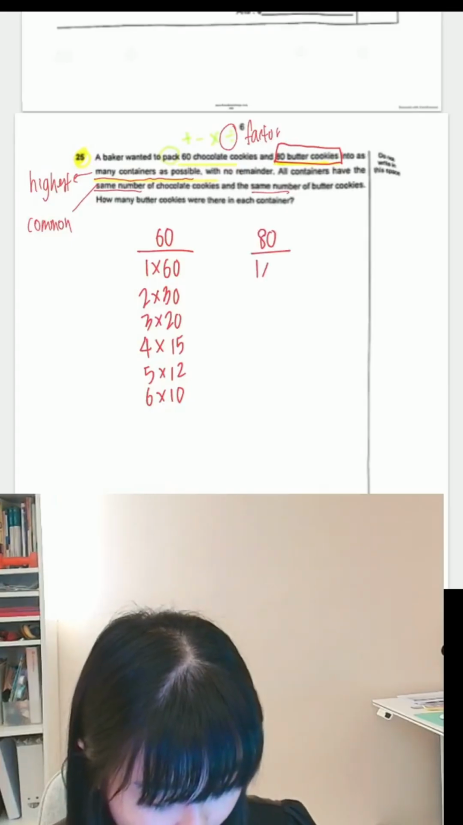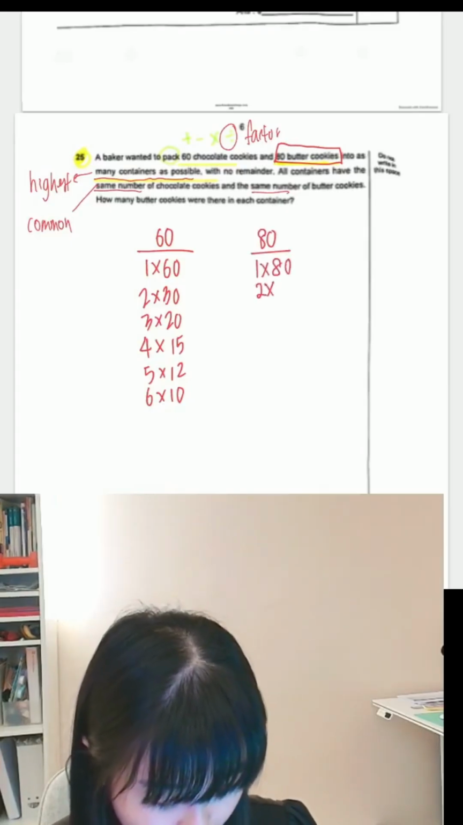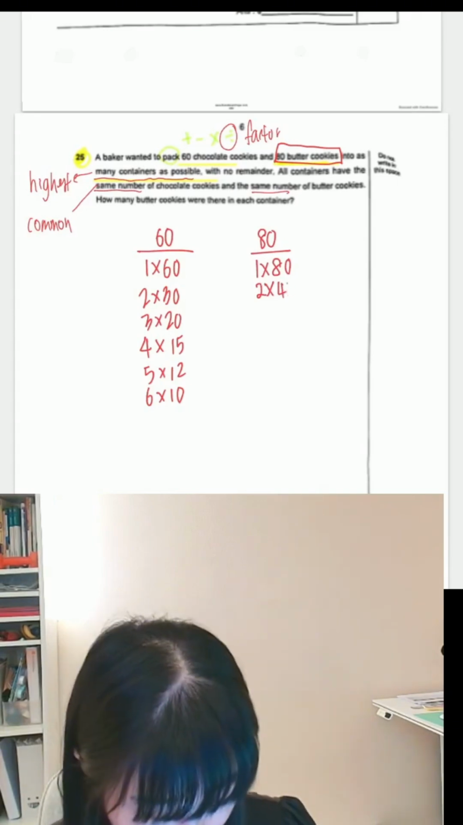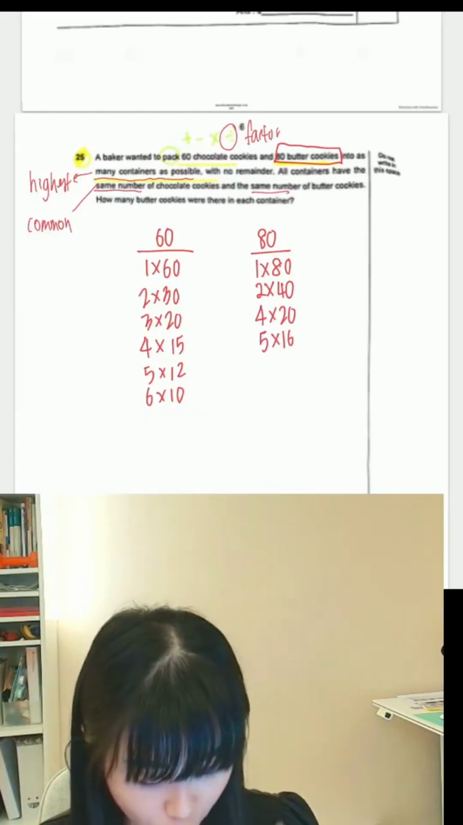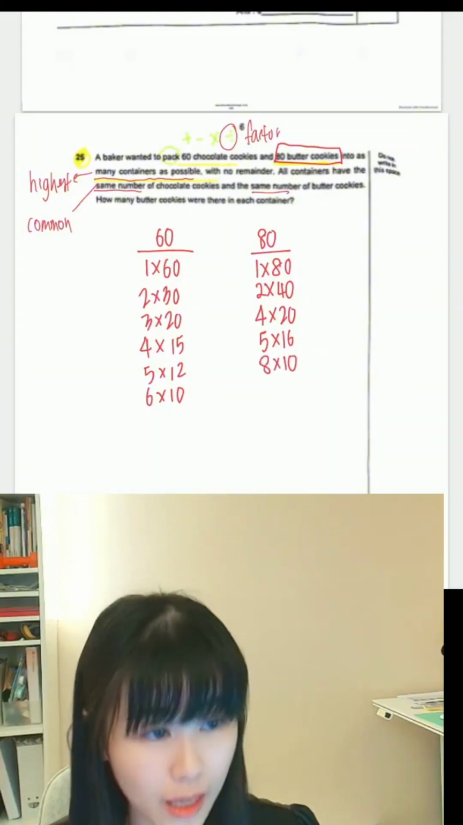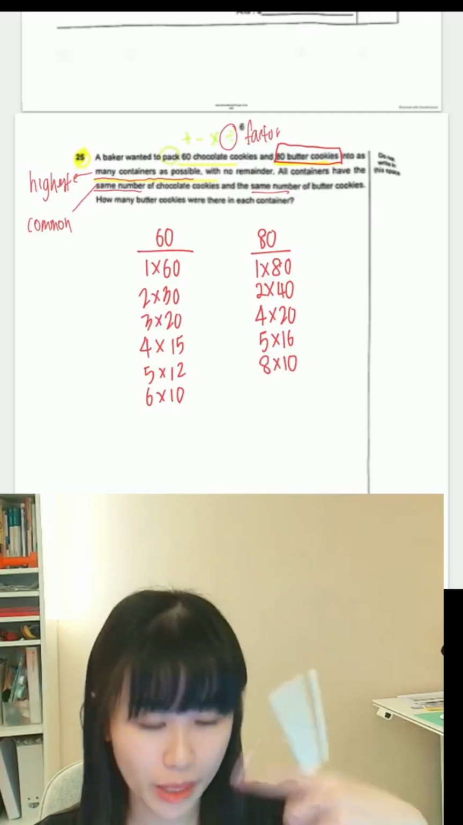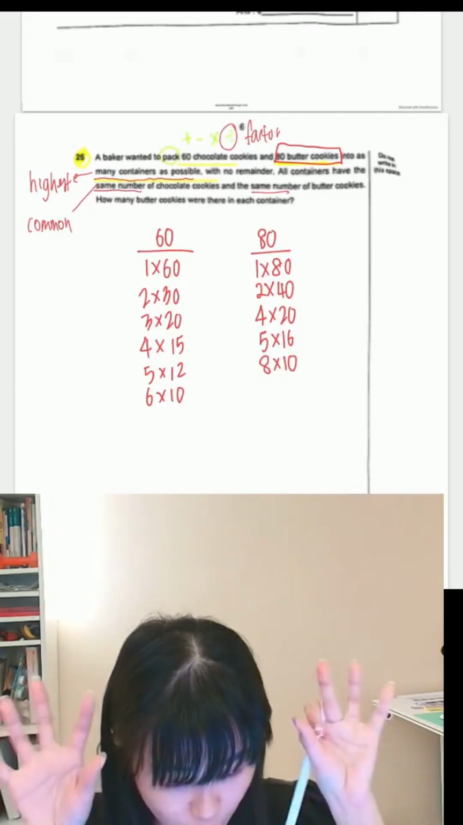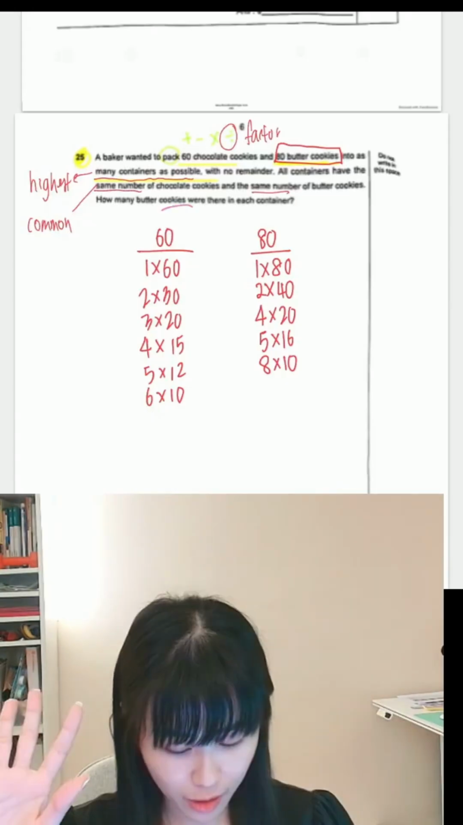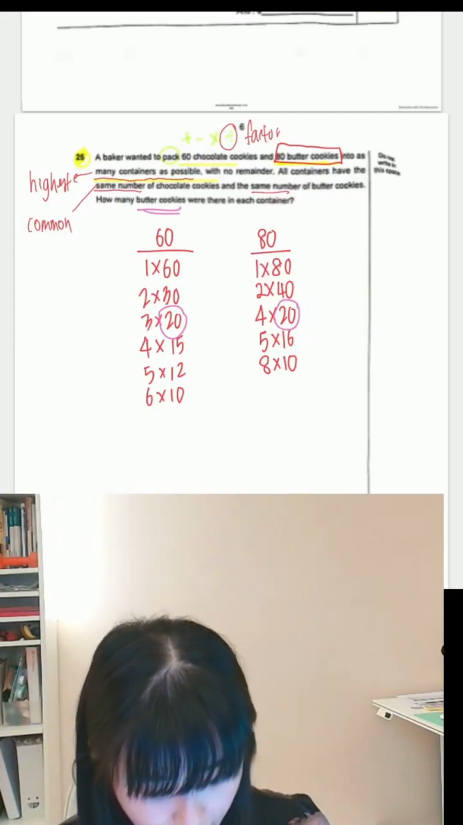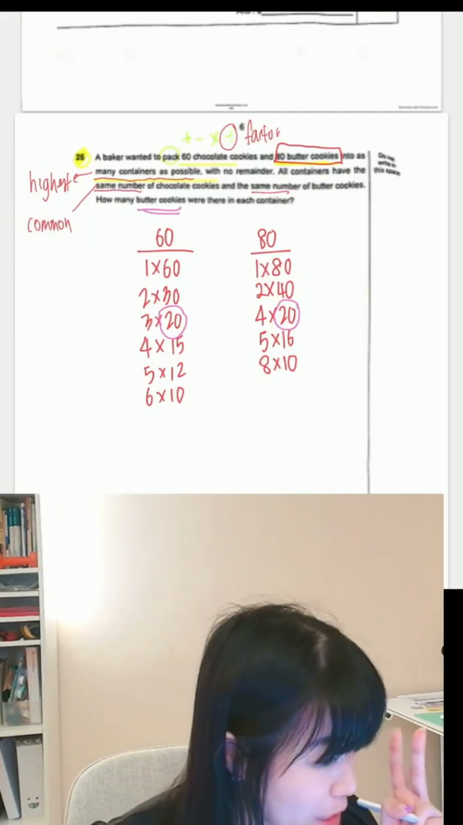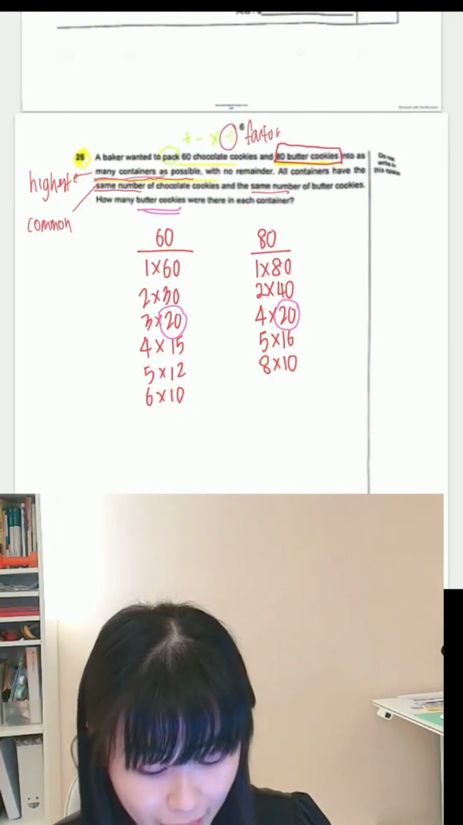Your factors are 1 times 80, 2 times 40, 3 cannot, then it will be 4 times 20. Then 80 divided by 5 is 16, so 5 times 16 is 80. 80 cannot divide by 6, cannot divide by 7, but can be divided by 8. 8 times 10, and then the next one will be 10 times 8, also repeated again. So the highest common factor, if you look at all the numbers here and here, highest is 20. If it's 20, how many butter cookies were there in each container? You see now, when you get 20, you get as many containers as possible.